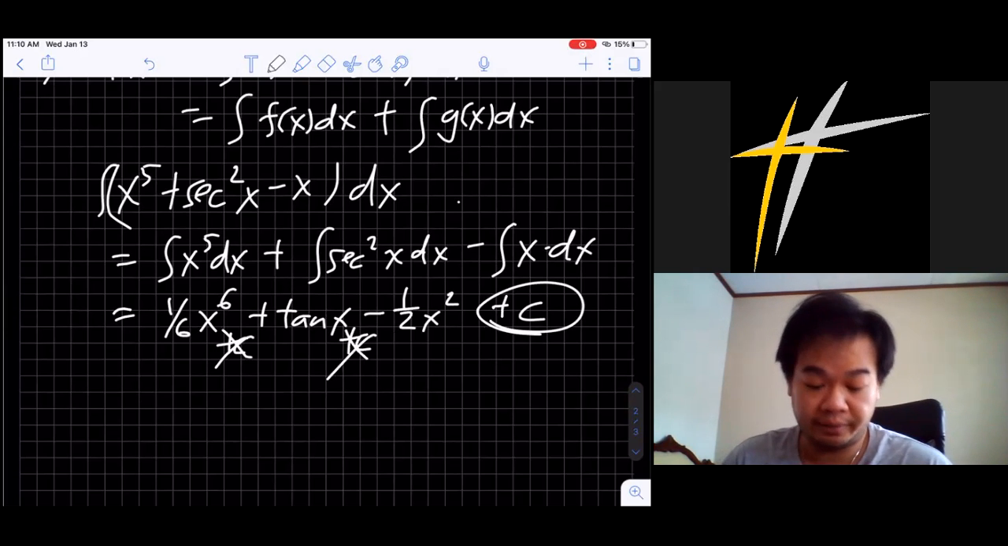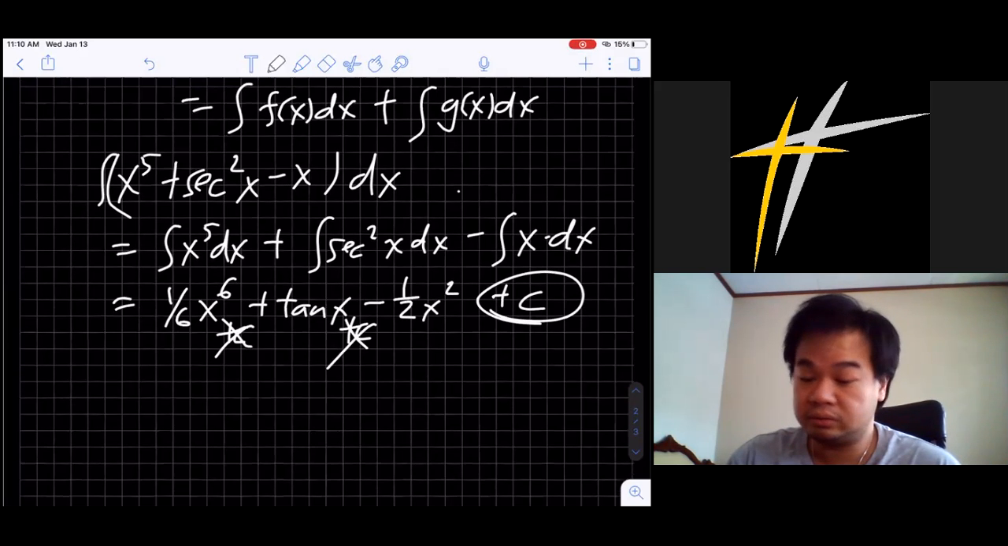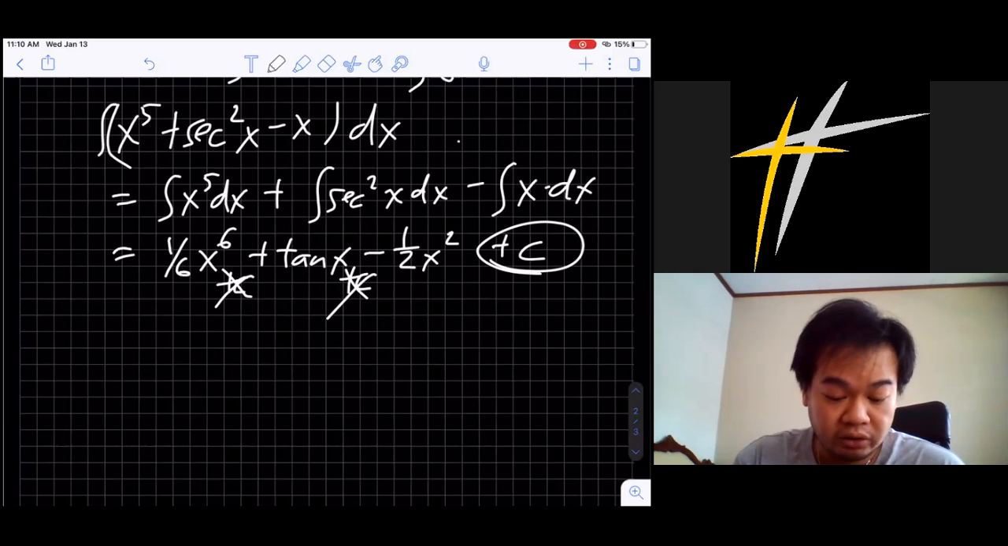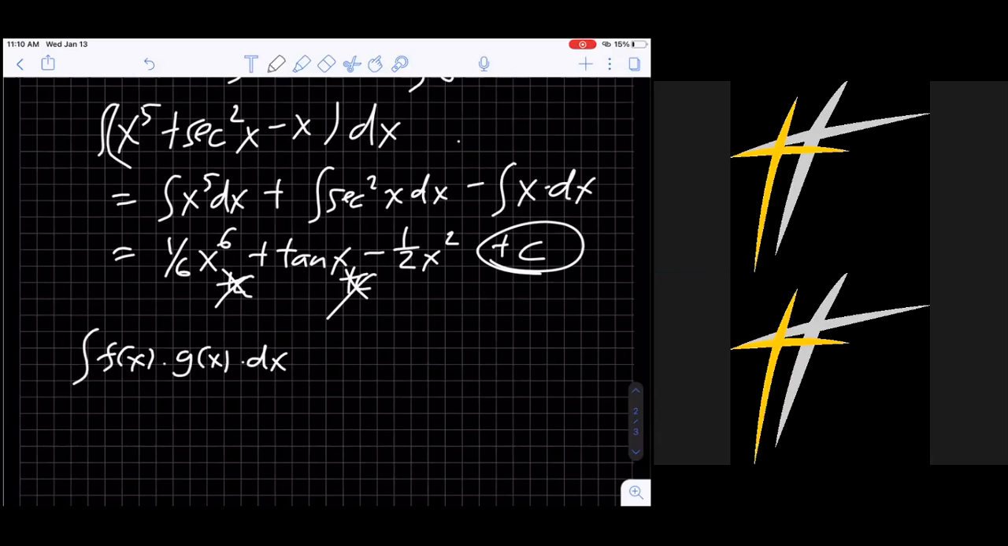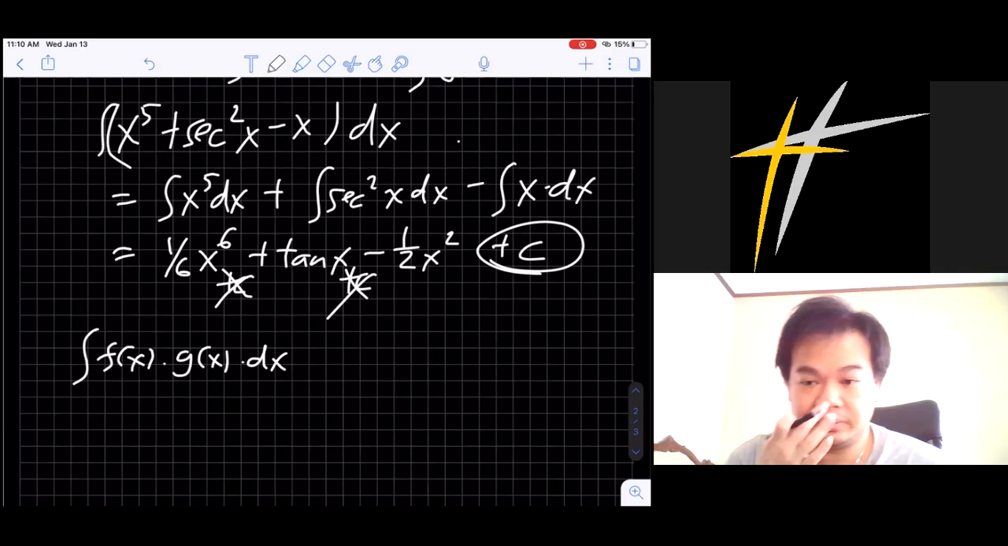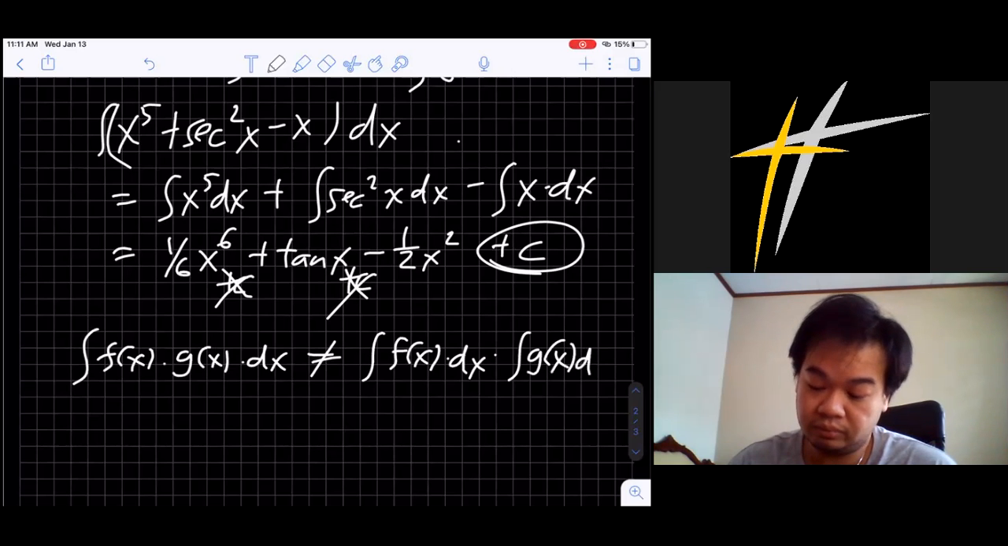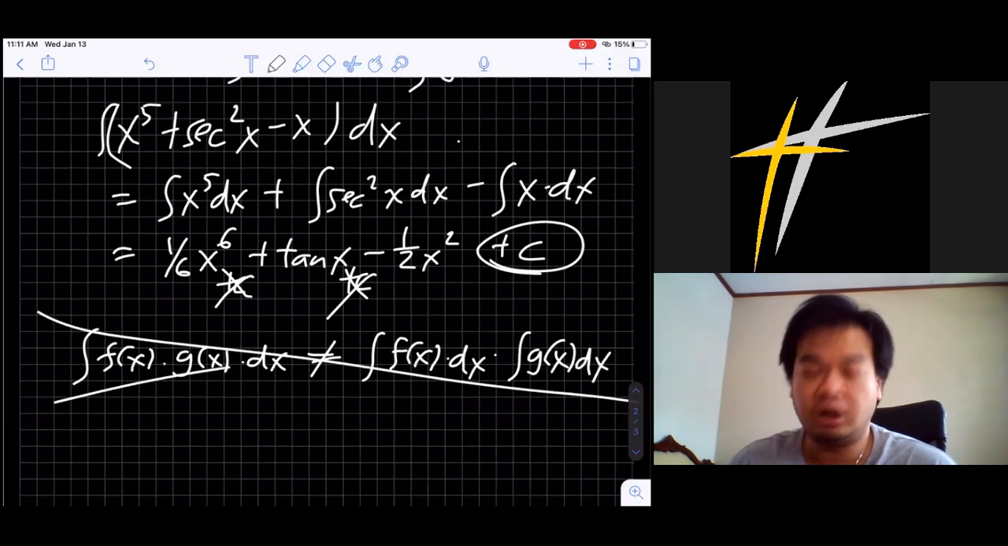Okay? So now I want to emphasize, listen carefully. When you have the integral of the product of two functions, it is not equal to the integral of each function being multiplied. This is not applicable. You cannot do that.